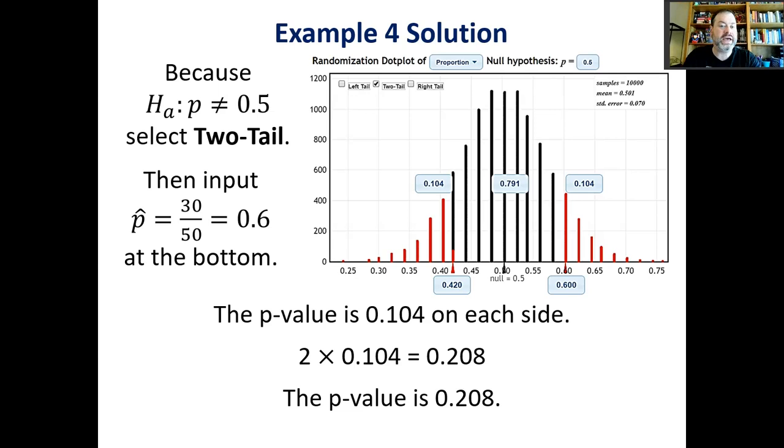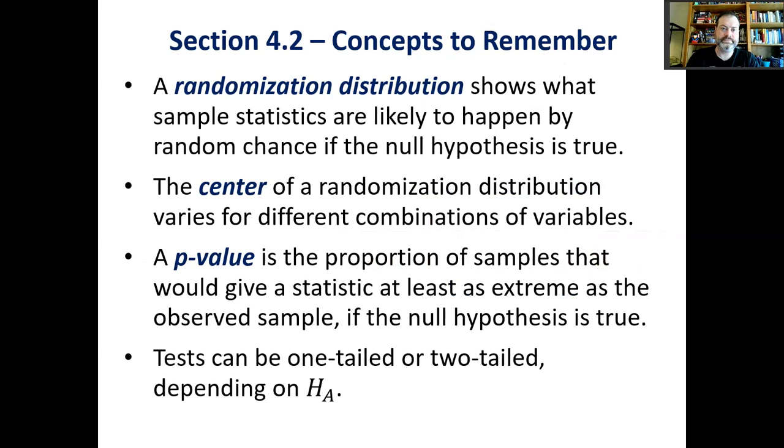So the p-value depends on left tail, two tail, or right tail. If you have a left tail only distribution, the p-value is on the left. Right tail only, the p-value is on the right. Two tail, both sides add together. That's the end of this video. Coming up next is going to be the StatKey.